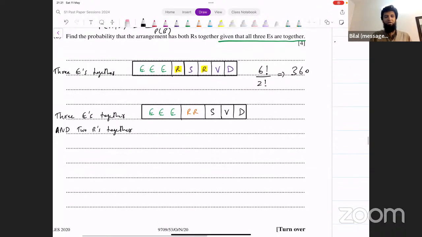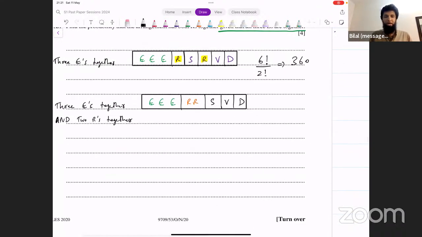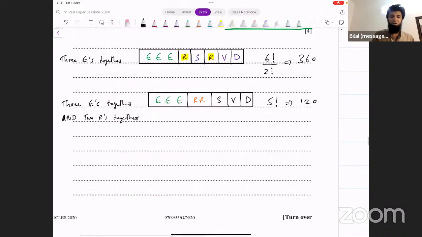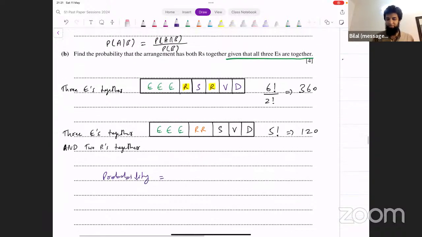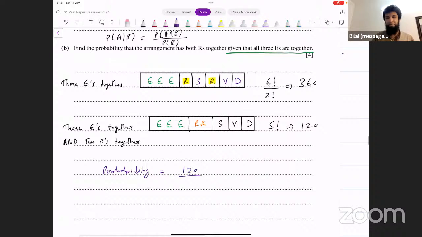In how many ways can we arrange this now? There are 5 boxes. We can arrange them in 5 factorial ways. They're all different, and that's it. We don't have to arrange E's and R's because they're all identical. We don't have to consider their arrangements. This is just 5 factorial, and that is 120. What's the probability then? Probability of intersection, that is 120, divided by the probability of what is given. That's 360.